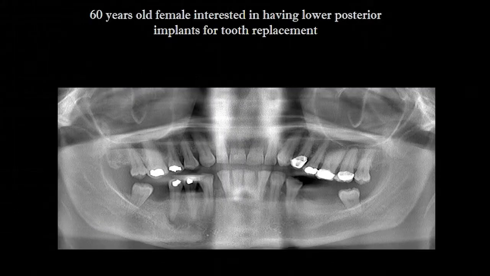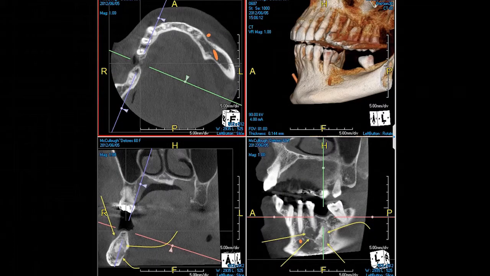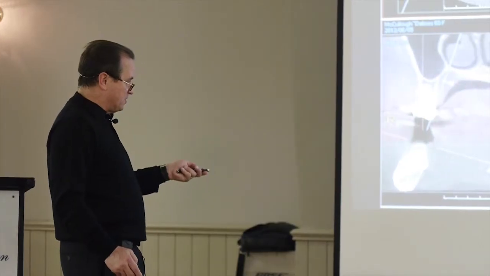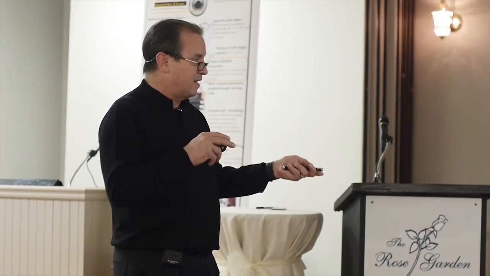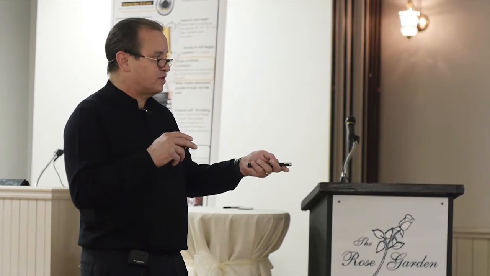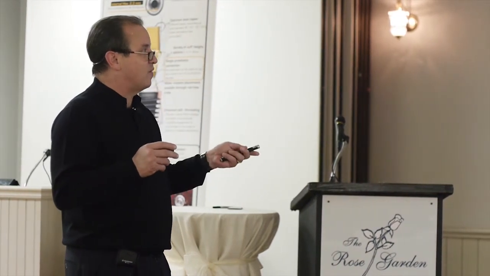60-year-old female interested in having lower posterior teeth for implants. X-rays look relatively normal, I guess. But what we're seeing on the scan is, look at this. There's some kind of bony dysplasia going on in this area that really wasn't obvious, and really not obvious on the X-ray at all. You know, I sent it to an oral surgeon. He goes, man, maybe we ought to watch it. She wound up not having any treatment done because he had talked about watching it over time and then going back and cleaning this out and grafting it, and with the risk of nerve injury and all these other things. So she wound up not having anything done.